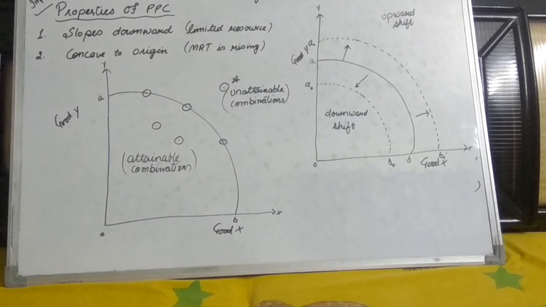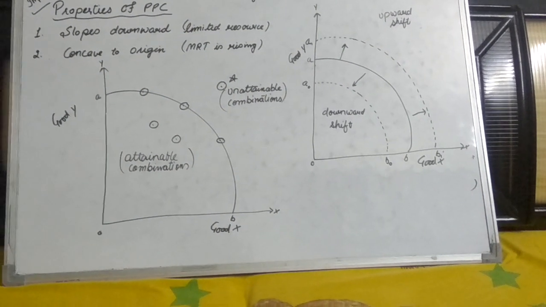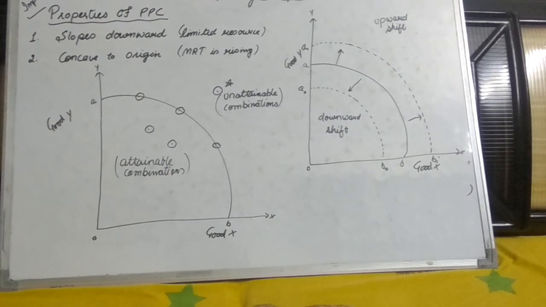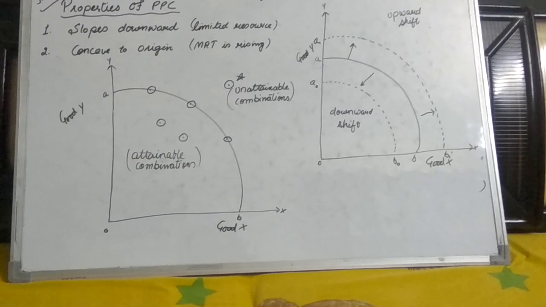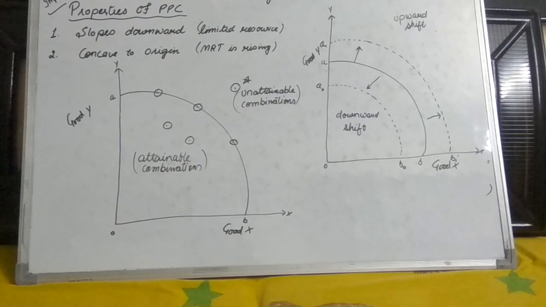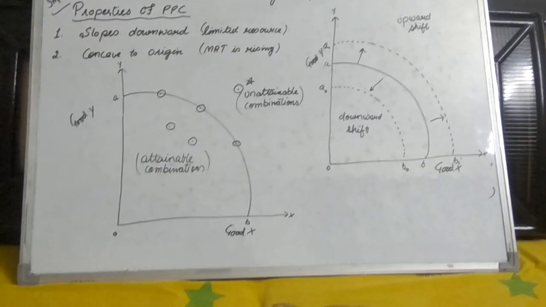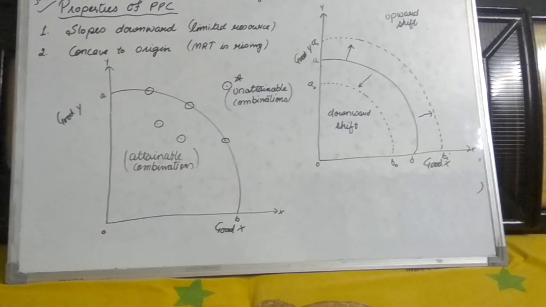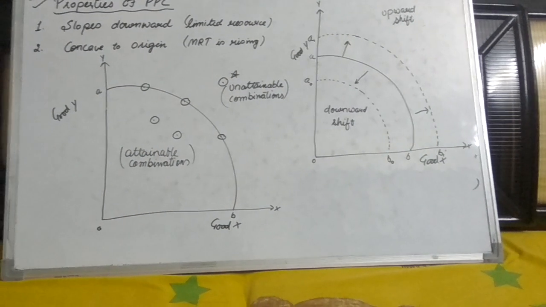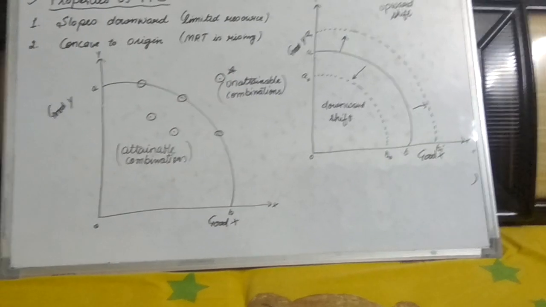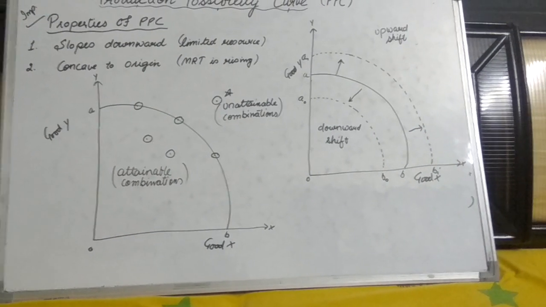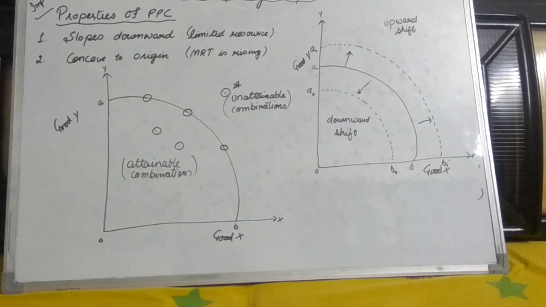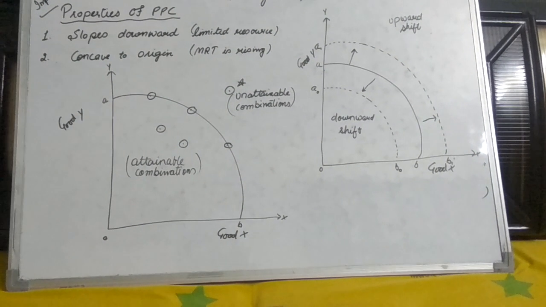And any combination outside the PPC is termed as an unattainable combination. As we have marked a combination with a star outside the PPC, it indicates the unattainable combination as it is out of the range of the producer, that he cannot go for the production of this particular level because this is out of the range of the producer itself. So the shape of PPC is concave and it indicates the attainable and unattainable combinations that the producer may or may not achieve.